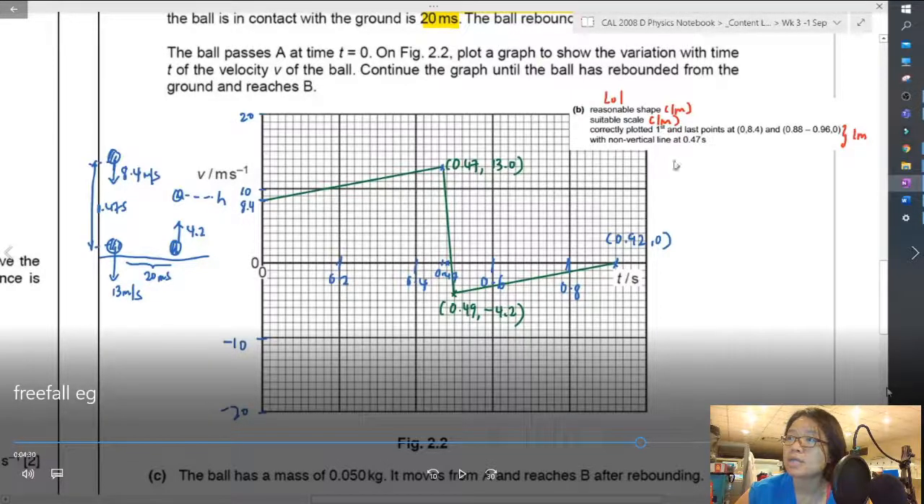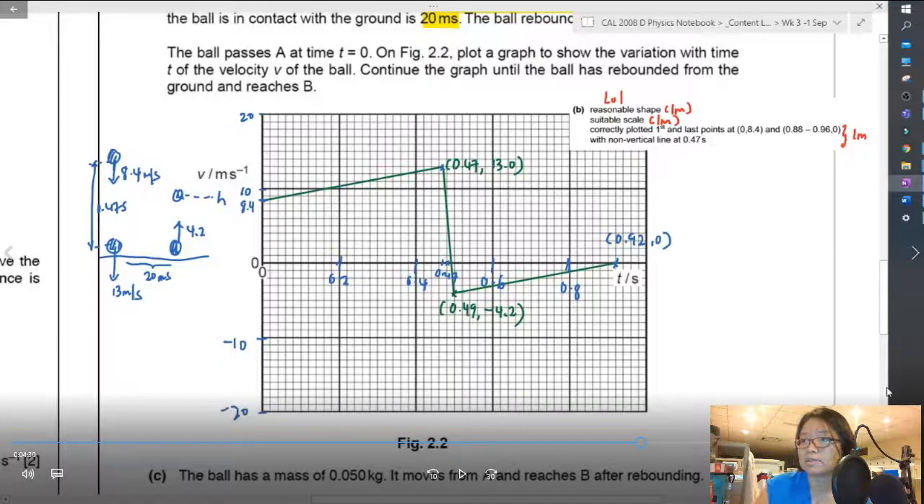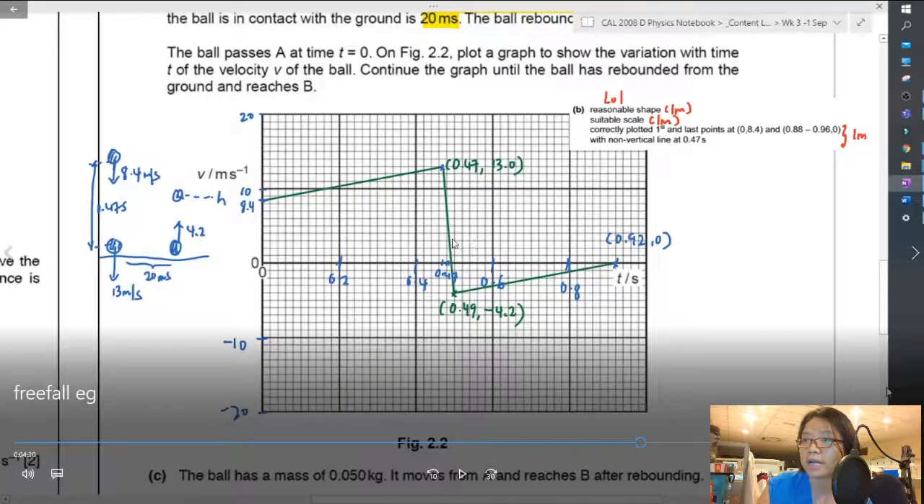Okay, and the last part, I want a non-vertical line at 0.47. So this line cannot be vertical, but it will be very, very steep. If I shrink the scale, it will look vertical, but now the scale is big enough for us to see that it is slightly tilted. This is to represent the contact time, the time where the two things are in touch. Okay, so let's move on.